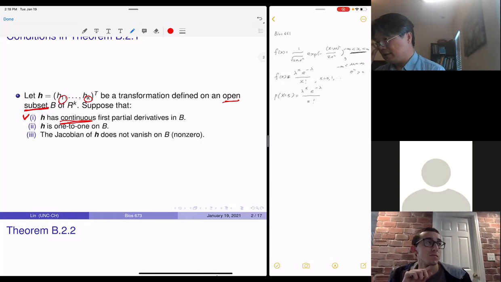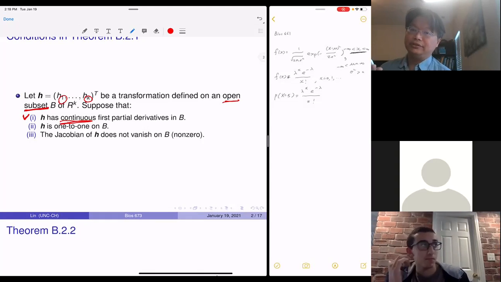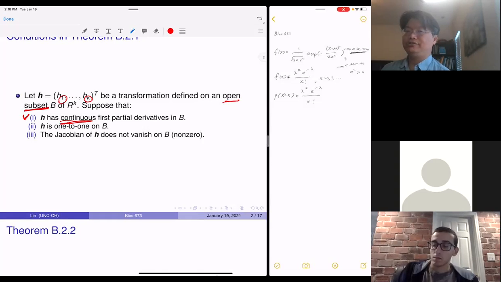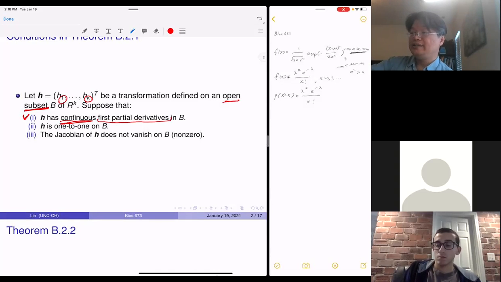transformation. You're asking how about discrete functions? You could, but it's not common in application. In common applications, we see continuous more often than discrete, especially a smooth function, if you understand what I'm saying. And then with the first partial derivative in B, which means if I take differentiation on any single dimension, the first derivative always exists. And then the h function is 1 to 1 on B.